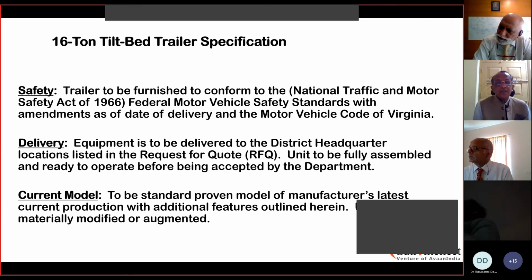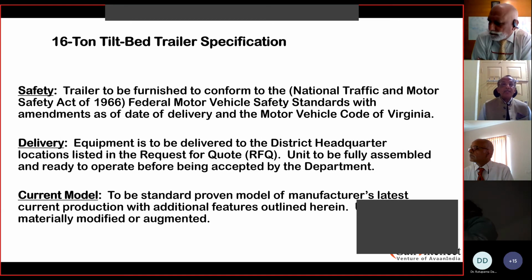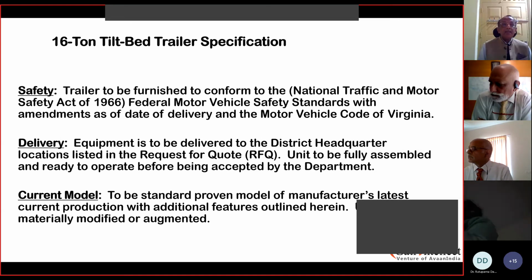Yogesh, I have two questions. One is material modified or augmented. Can you please explain to the participants what it means? Can you repeat the question again, sir? The question was the last sentence: material should not be modified or augmented.